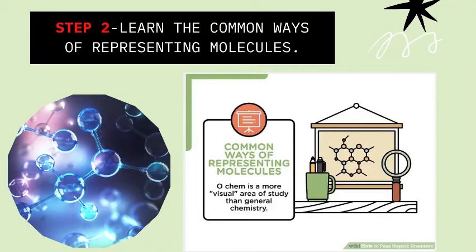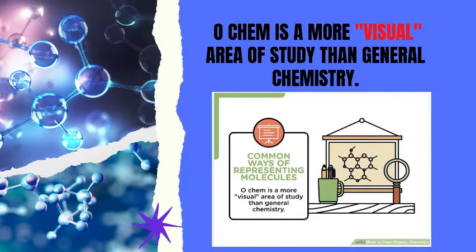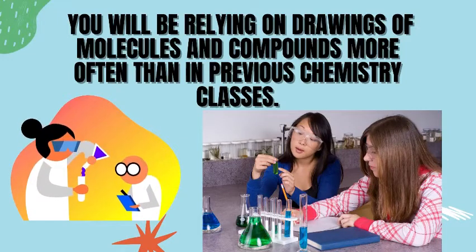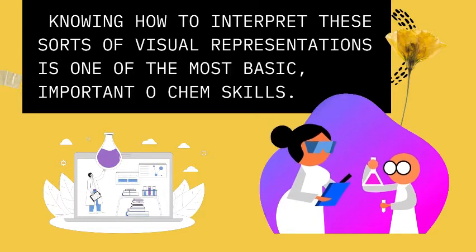Step 2: Learn the common ways of representing molecules. OChem is a more visual area of study than general chemistry. You will be relying on drawings of molecules and compounds more often than in previous chemistry classes. Knowing how to interpret these sorts of visual representations is one of the most basic, important OChem skills.